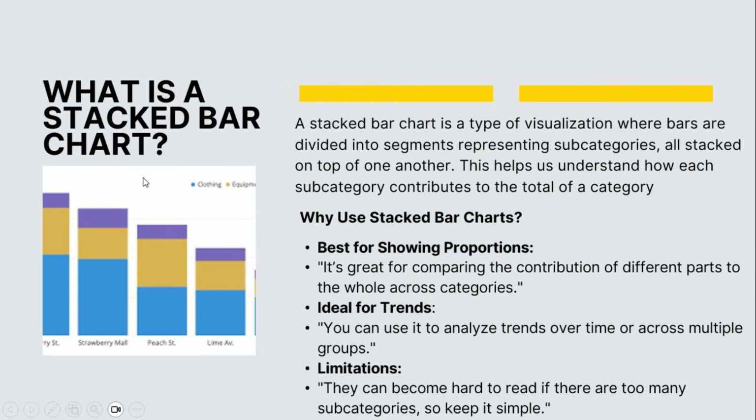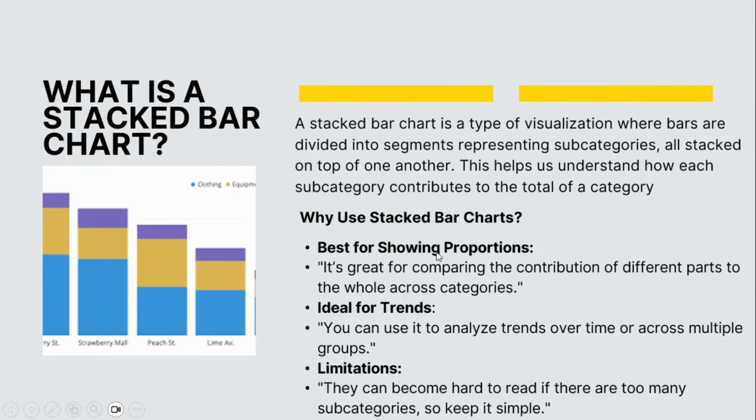What is a stack bar chart? So this is how your stack bar chart looks like. It is a type of visualization where bars are divided into segments representing subcategories all stacked on top of one another. This helps us understand how each subcategory contributes to the total of a category.